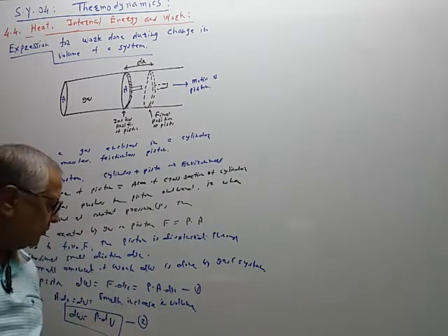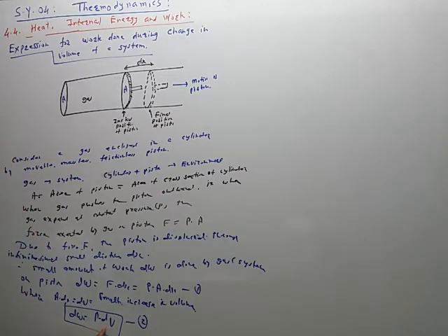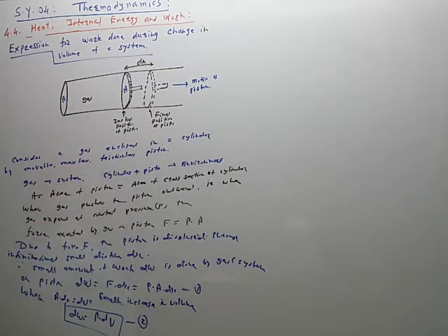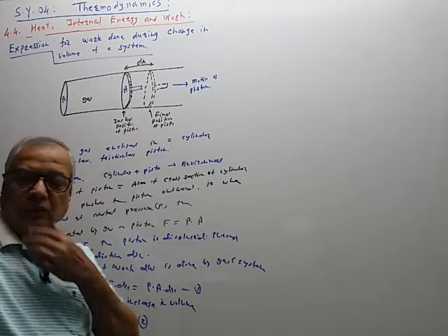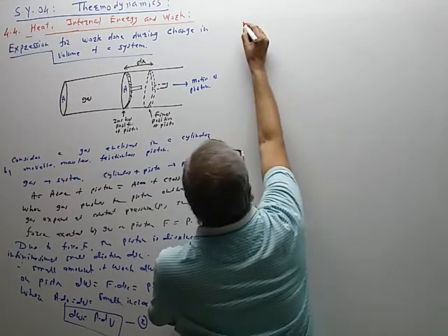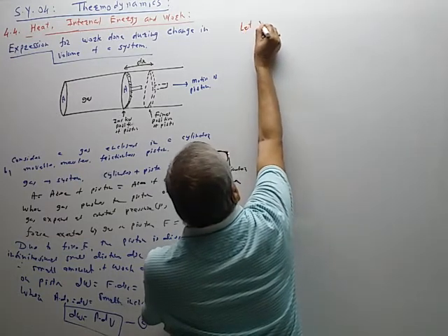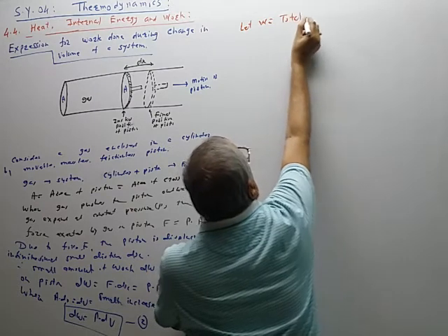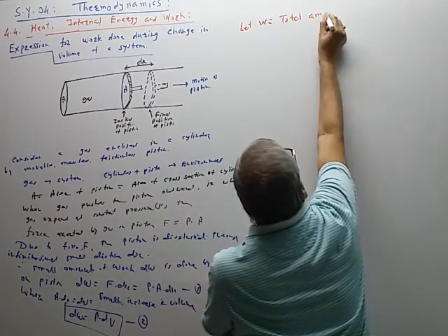Now this is for a very small change in the volume. Now if there is a considerably large change in the volume, then that work done is denoted by W and it is given by this relation, by the integration method. So we can use integral calculus. Let W be the total amount of work done.